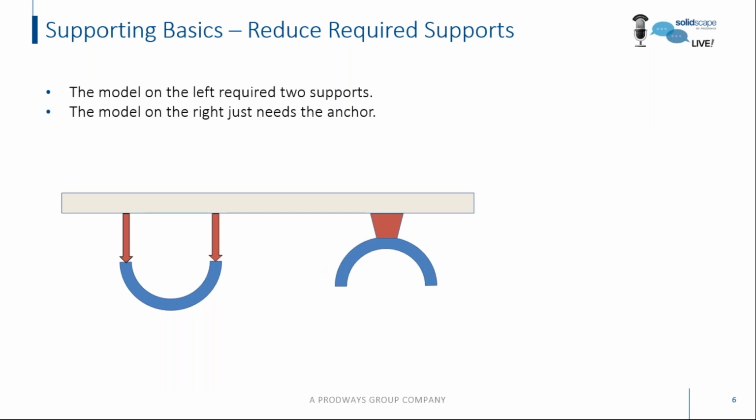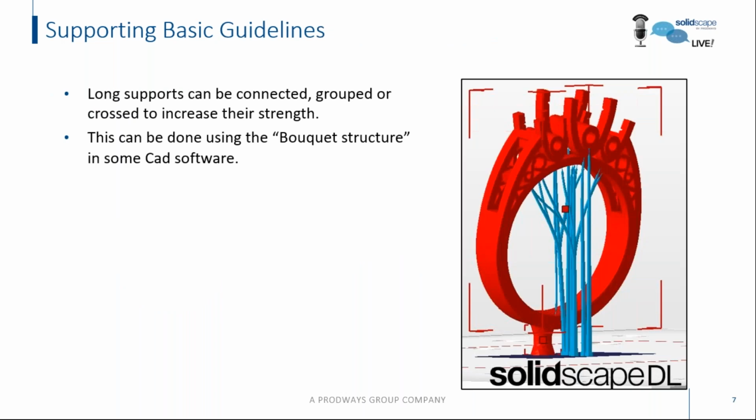If you look at the model on the left, you'll notice that it did require 2 supports, but the model on the right just needs an anchor, much easier to post-process. Some software has a feature called a bouquet structure, and if that's available to you, then those long supports can be connected or grouped, and this will increase the strength of the supports.